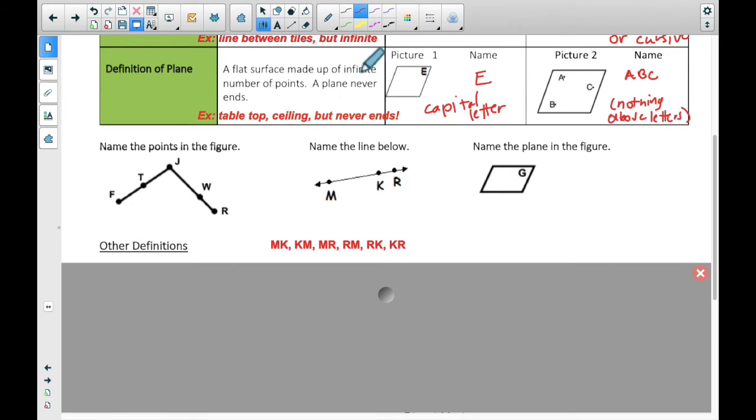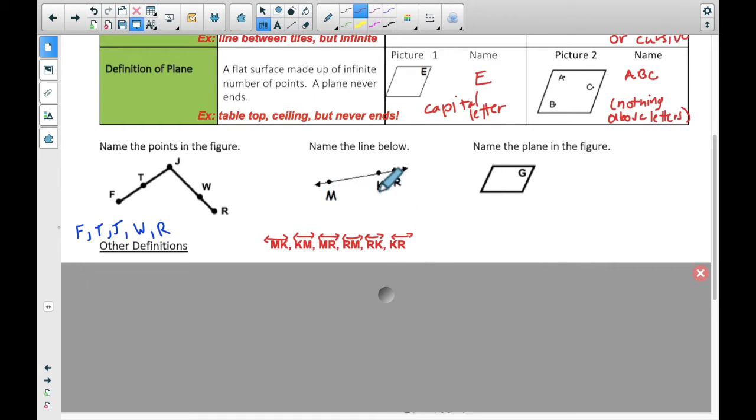Okay, if we take a look at this one, the points in this figure. Well, we have one that's point F, another one point T, point J, point W, and point R. Those are all distinct points in that figure, and we use a single capital when we name them. The line can be named a bunch of different ways. In my typing, I didn't have an arrow, so I need to go back and put my arrows on these. And so each of those should have an arrow over them like that. The direction does not matter.